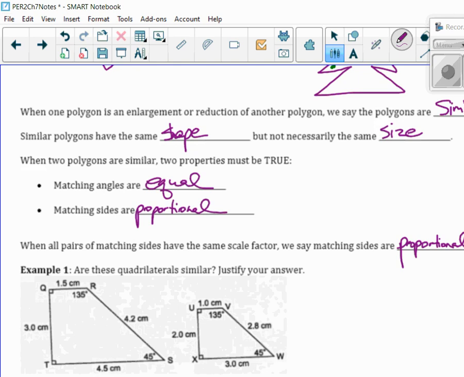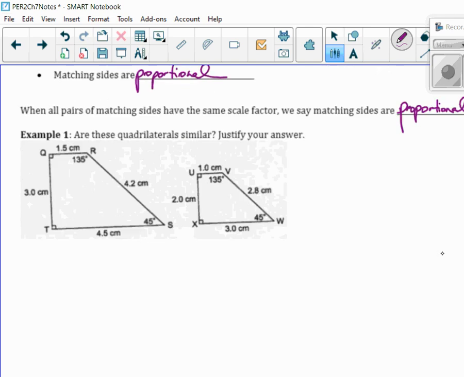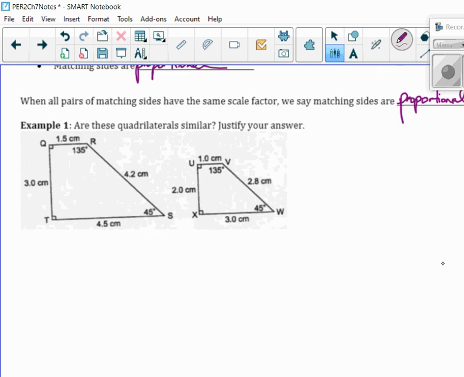Okay, it says here, are these quadrilaterals similar? Justify your answer. So when you do this, you have to compare the corresponding sides with the corresponding other sides. First off, we have to make sure that all of the angles are the same. That's the first property. So 135, 135, 45, 45, and then the other two are 90. So all the angles are equal.